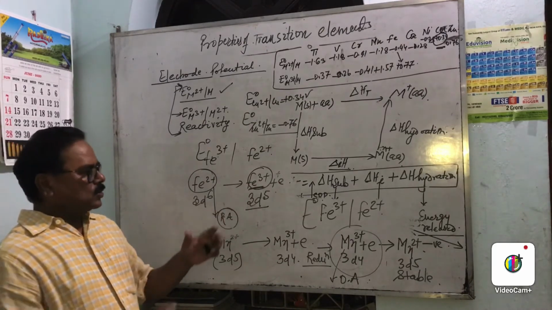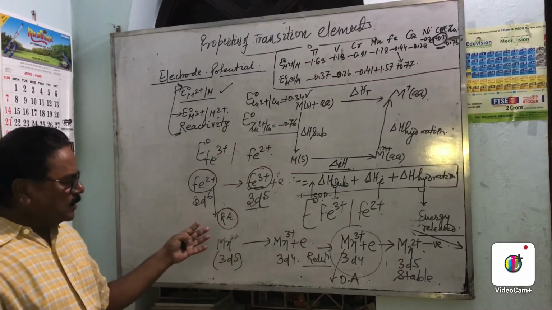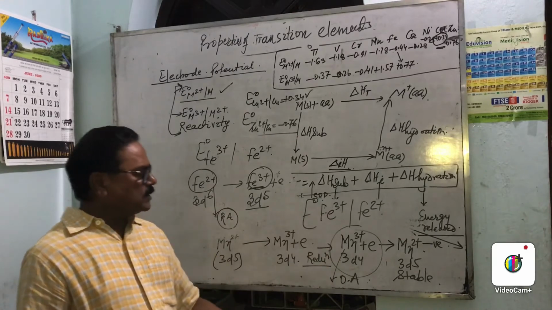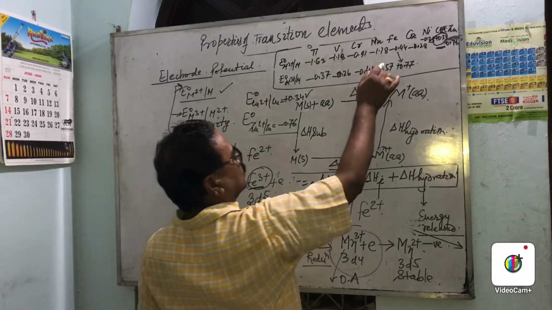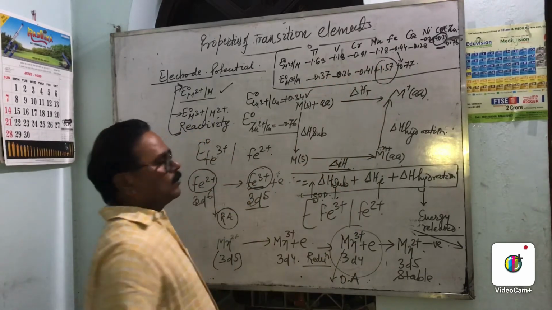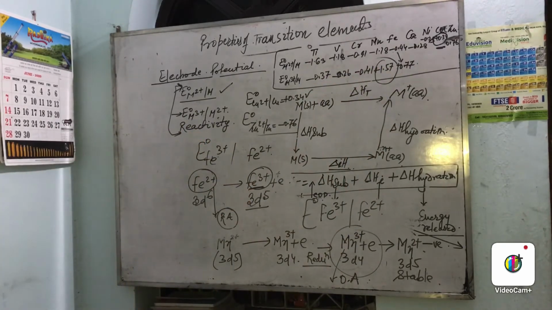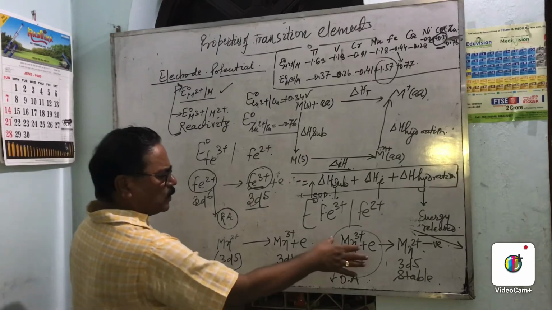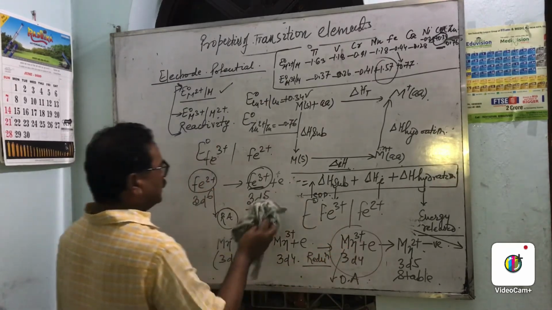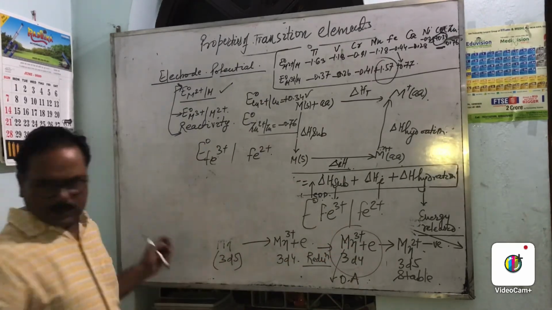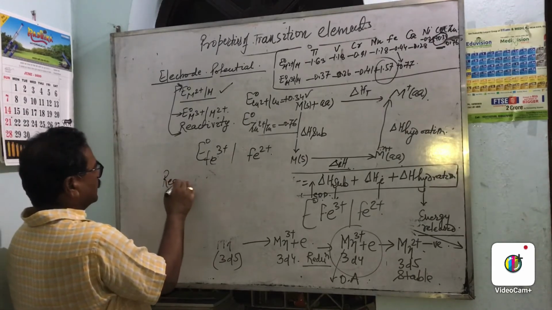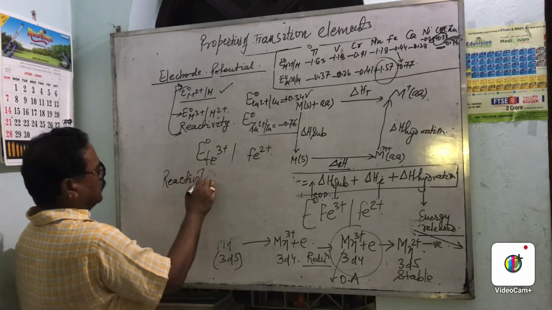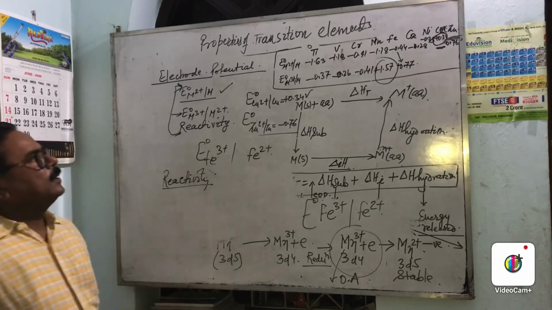So the stability in the plus 3 state can be checked by seeing the value of the standard potential. Now similarly it is said for Mn2 plus. Similarly we take cobalt 3 plus and cobalt 2 plus, like that. Now let us discuss the reactivity. We tell about the reactivity.